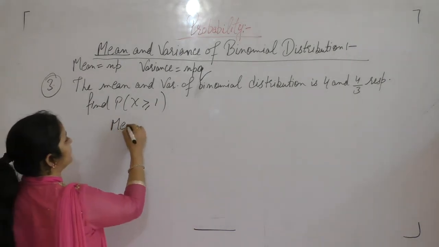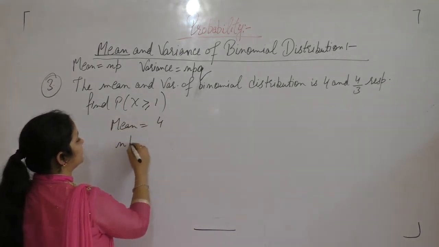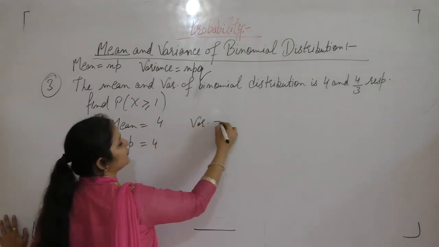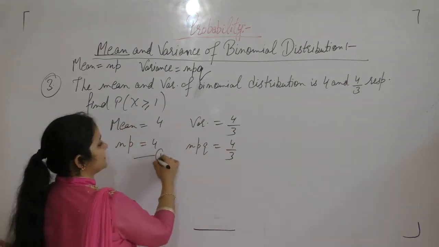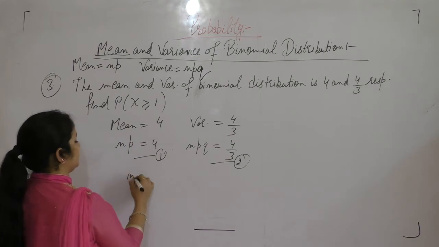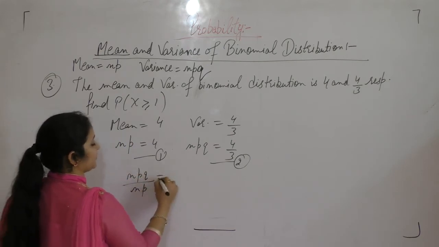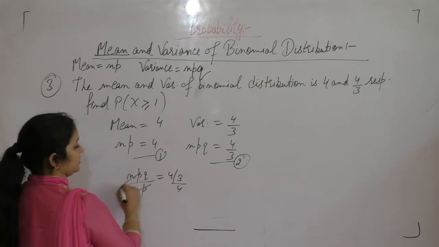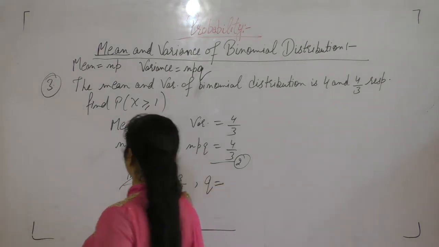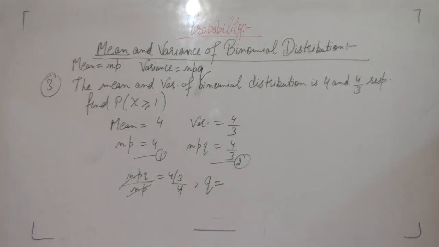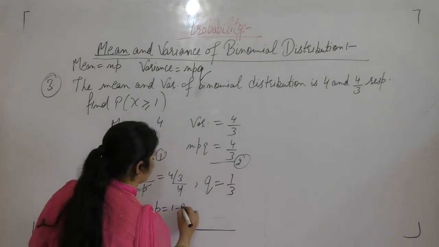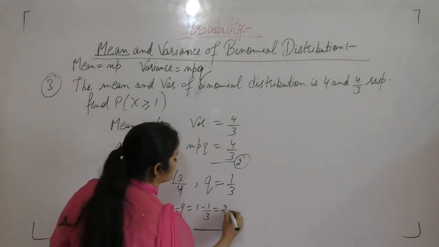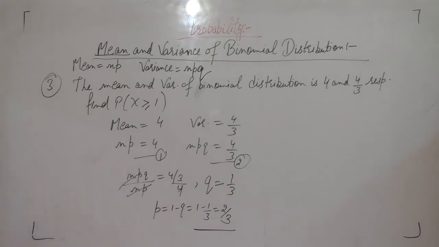Now mean is 4, variance is 4/3. If we divide these equations, npq upon np equals 4/3 upon 4, so we get the value of q here. q is 1/3, p is 1 minus q, that is 3 minus 1 over 3, 2/3.